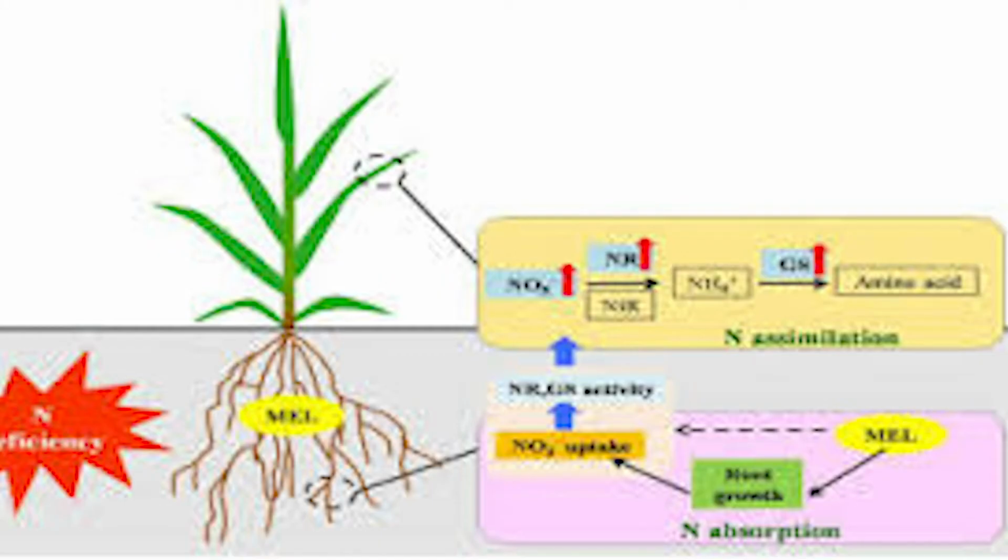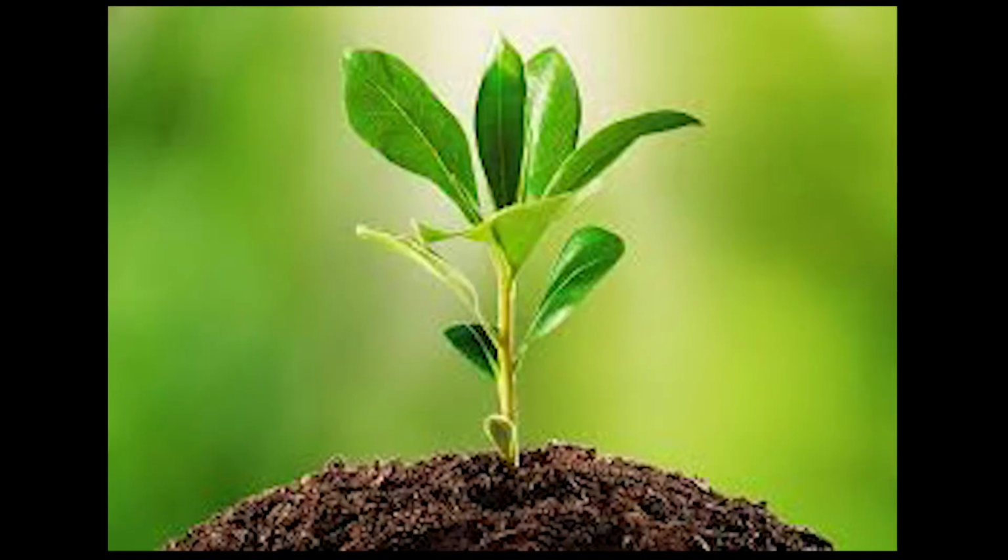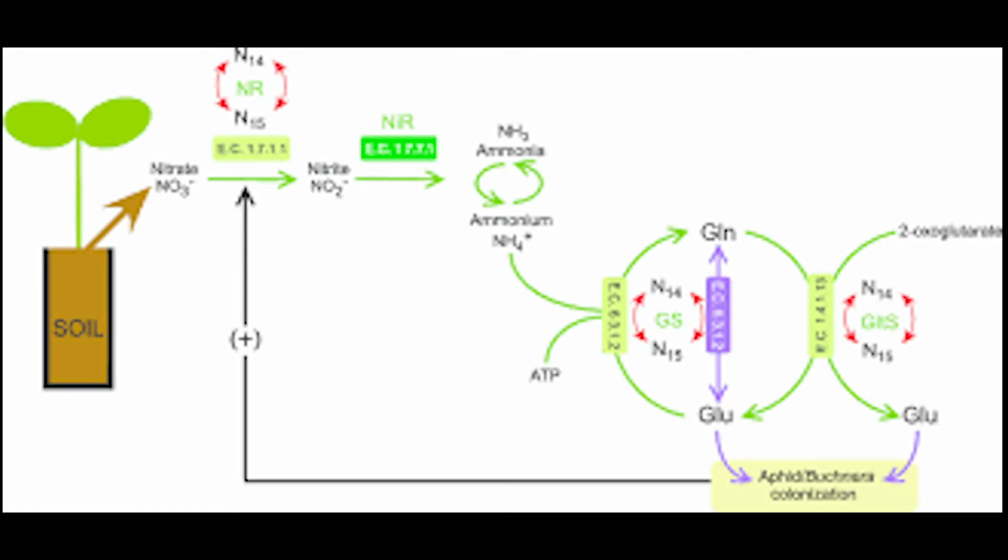Now we get the famous assimilation. That is how animals or plants take the nitrogen and are able to convert it into plant proteins and nucleic acids. This is very important because this is how they really use the nitrogen. This is called nitrogen assimilation.